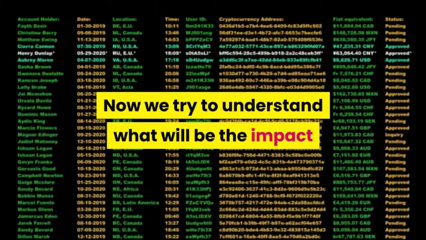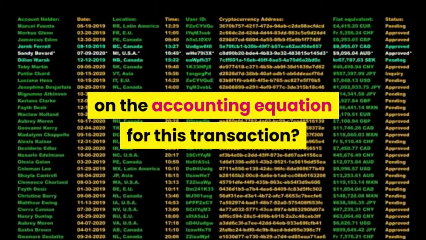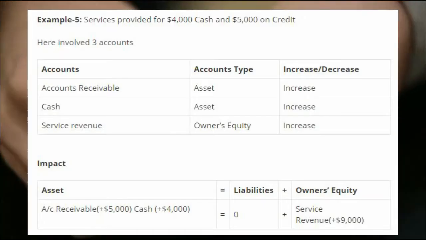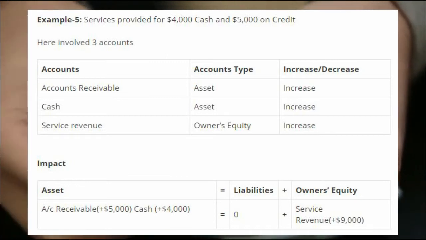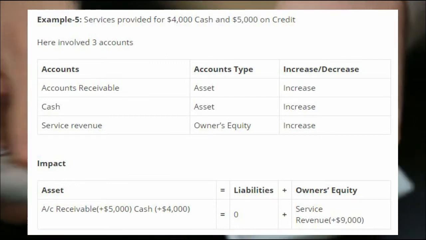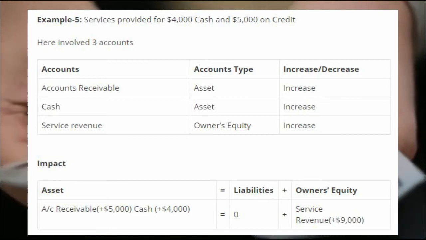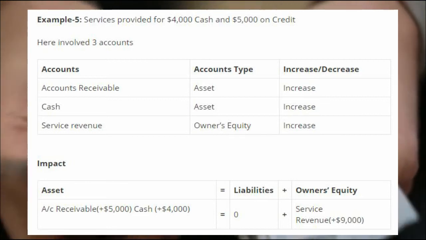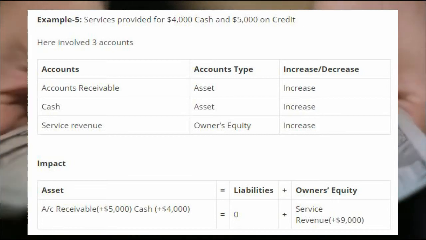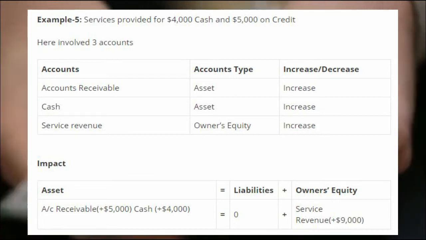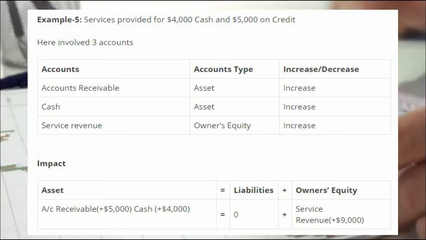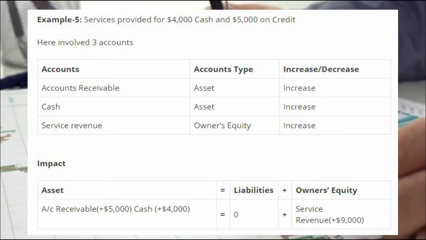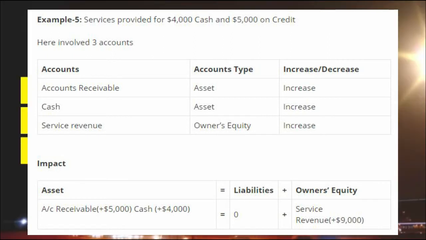Now we try to understand what will be the impact on the accounting equation for this transaction. Here, cash and accounts receivable are assets which increased by $4,000 and $5,000, and service revenue is a part of the owner's equity which also increased by $9,000. As a result, total assets equal total liabilities plus equity. That is $9,000 equals $9,000. So we can say that the accounting equation is always equal. For better understanding, please look at the screen example.